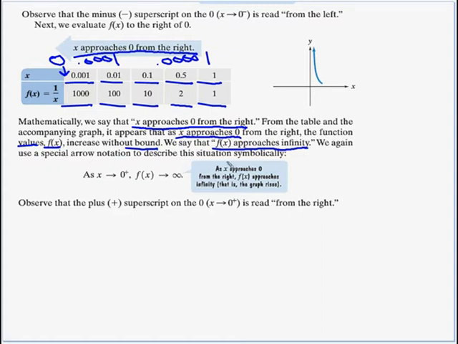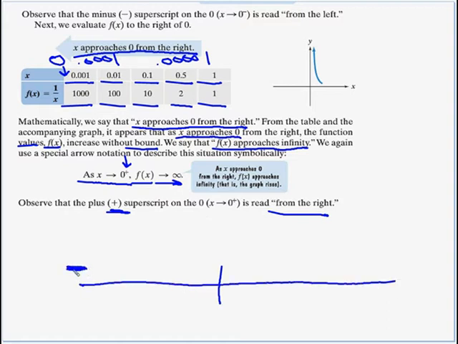We again use special arrow notation to describe the situation in symbols. As x approaches 0 from the right-hand side, the function goes toward positive infinity. Observe that little plus sign, the superscript on that 0 is read from the right. Because if you think on the number line, negative numbers are to the left, positive numbers are to the right. So if we have that little positive superscript as x approaches 0, that just means we're approaching from the right-hand side.